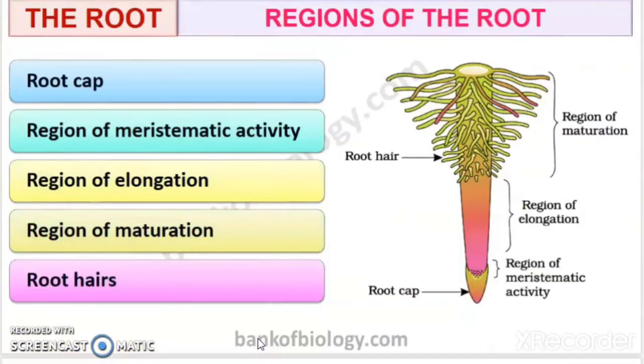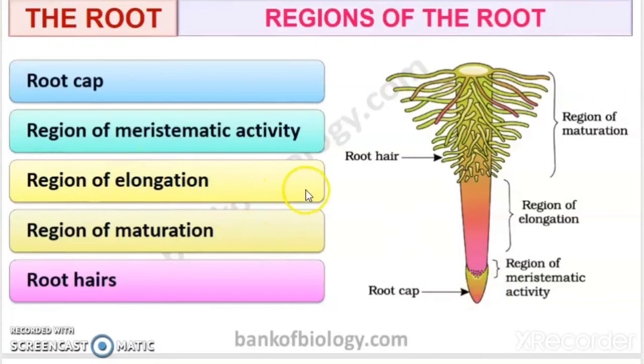Now we also learned about the regions of the root. We saw that it had a root cap, then region of meristematic activity, then the region of elongation, then a region of maturation, and then the root hairs. What is the function of the root cap? It protects the tender apex. The apex is the tip portion of the root, and this apex is covered by a thimble-like structure, a small cap-like structure, which is called the root cap. Its function is to protect the tender apex.